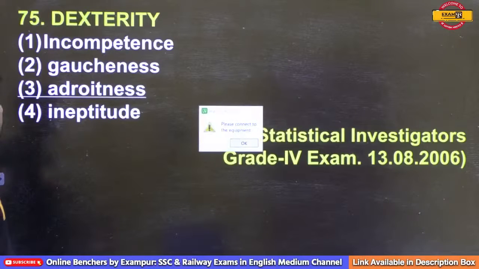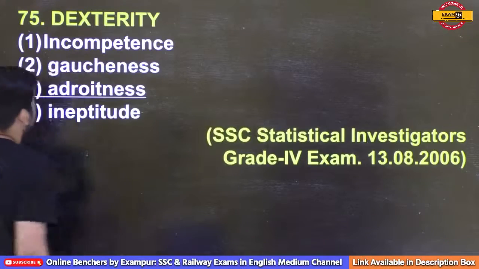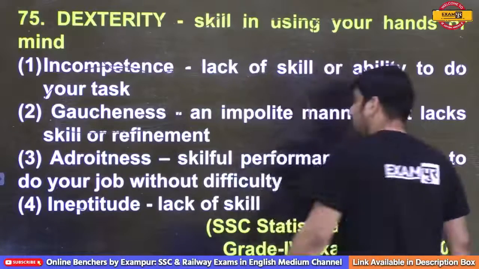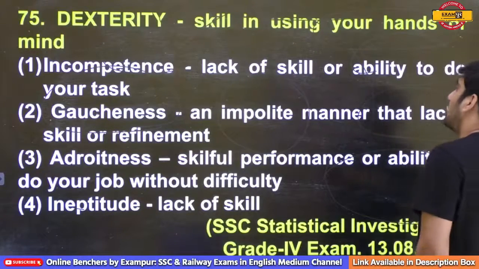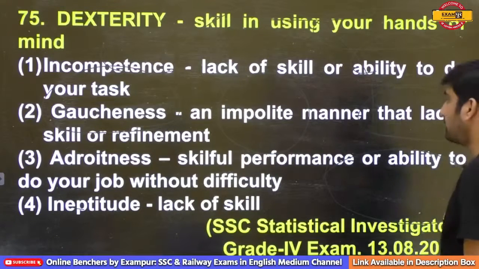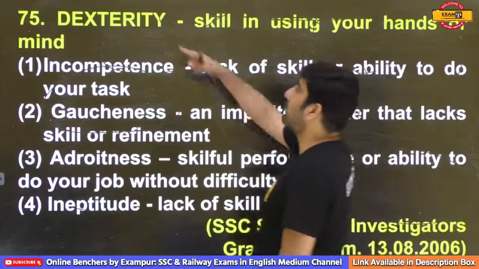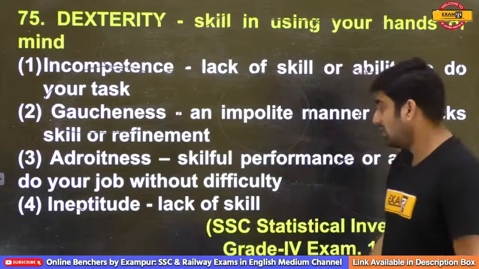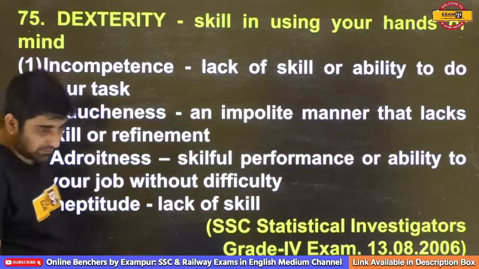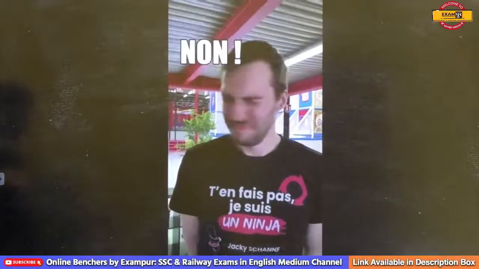The correct answer for the question is option 3, that is adroitness. If you look at the question you will realize, incompetence means lack of skill, gawkiness means an impolite manner, adroitness means skillful performance. Since it means skillful performance, dexterity will have some relation with it and will be the synonym for the same. Okay, thank you guys. Moving on to the next.